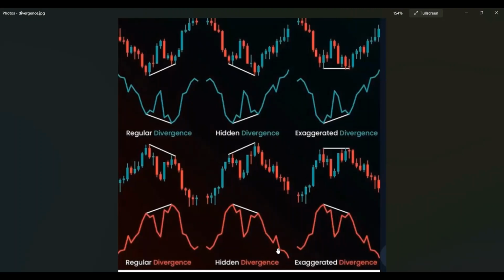Okay, so let's take a look at the actual chart and spot some divergence.